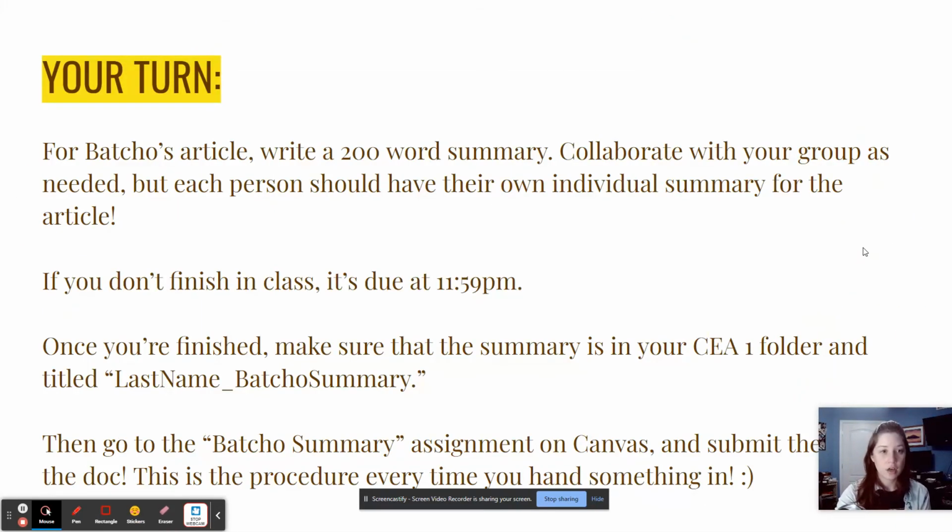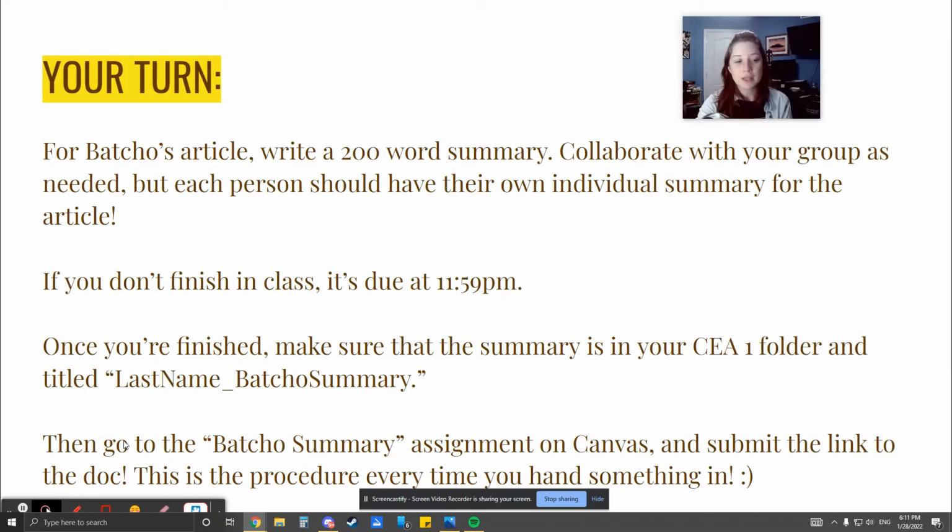And then your turn. So for Bacho's article, write a 200-word summary. Each person should have their own individual summary. Once you're finished, make sure that the summary is in your CEA1 folder and titled last name _ Bacho summary. Then go to the assignment on Canvas and submit the link to the doc.